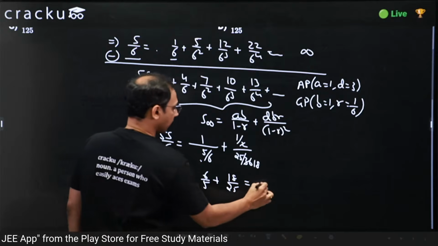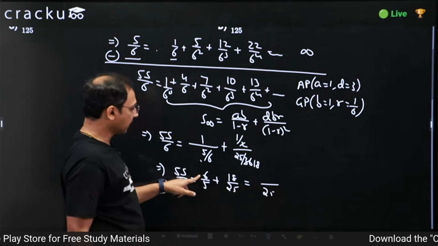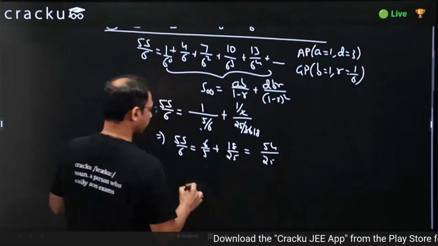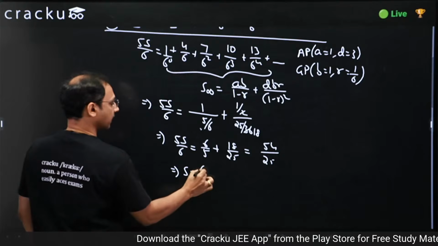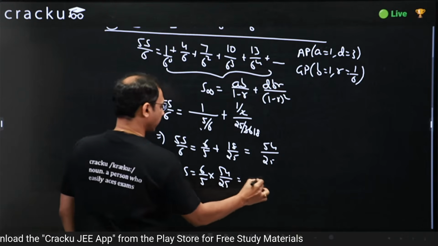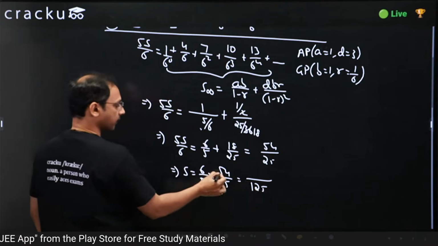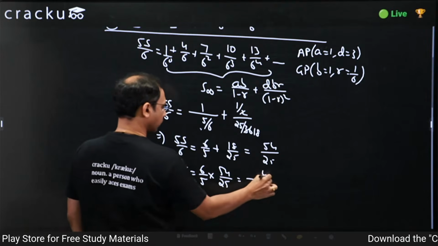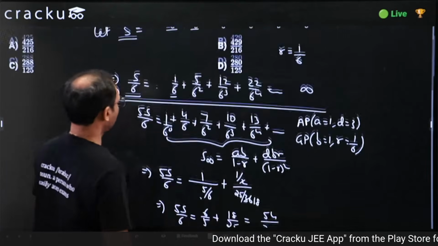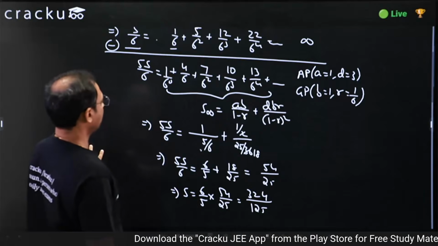This one I can write as, if I multiply by 6 here, I get 36 plus 18. That would be 54. So S will be 6 by 5 into 54 by 25. So here I'll get 125. What is 6 into 54? 6 fours are 24. I get 324 by 125. Again, there is a mistake.